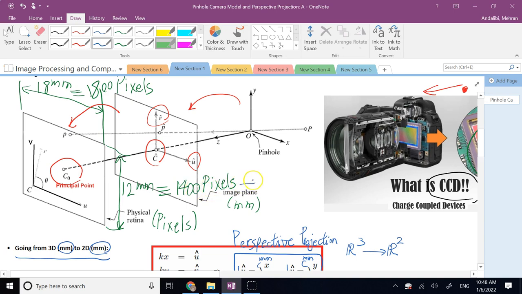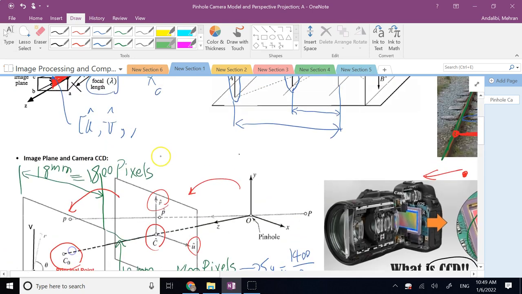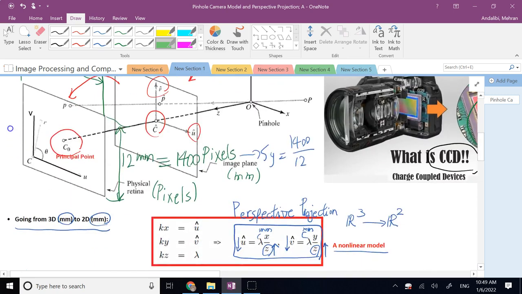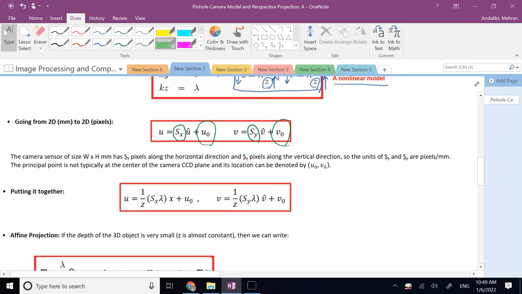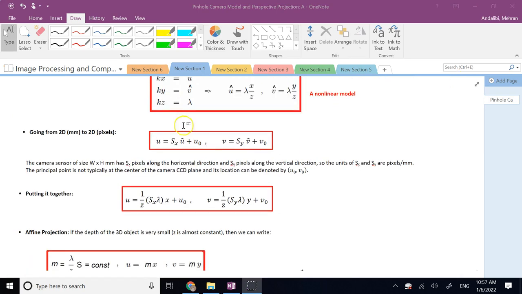So SX and SY are these ratios. Your SY, which is for vertical, is going to be 1400 divided by 12. And your SX, which is for the horizontal direction, is going to be 1800 divided by 18. So the ratio of the number of pixels to the physical dimension for each direction of the physical retina are these two ratios, SX and SY. Here I have done some cleaning.